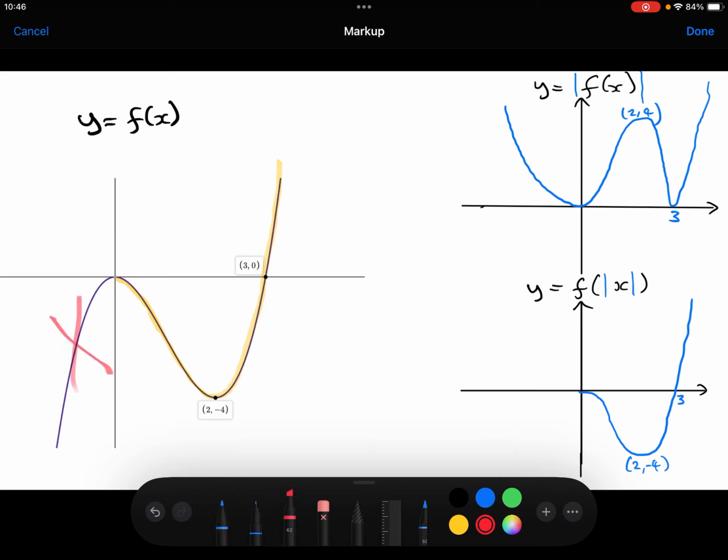Then the negative part of the graph, that's gone completely. And I'm just going to reflect this in the y-axis. It's going to look something like that. It's going to come down to the turning point. The coordinate of that turning point is minus 2, minus 4. Just reflecting this in the y-axis. So the y coordinate, the minus 4, is not affected at all. The x coordinate was 2, has now become minus 2. Similarly, my intercept on the x-axis there is then going to be minus 3.